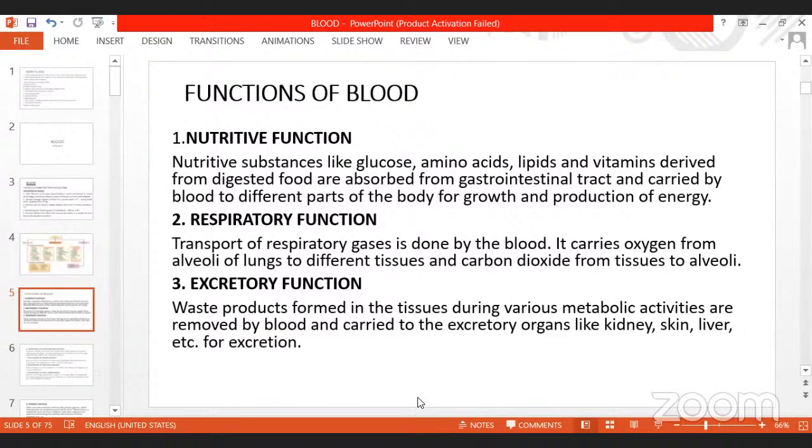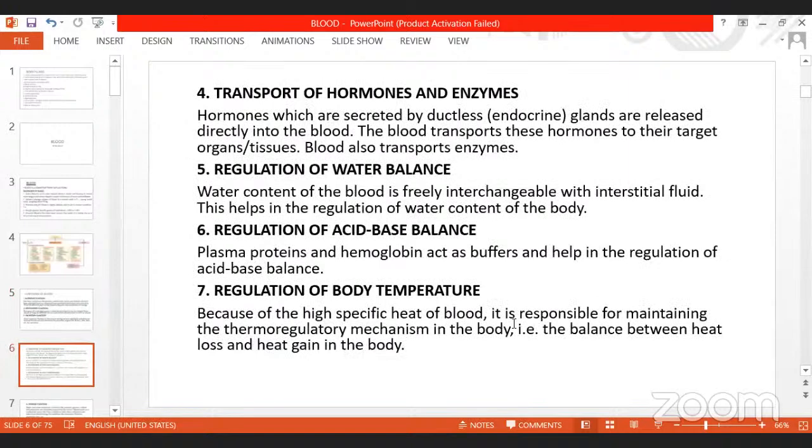the waste products formed in the tissue during various metabolic activities are removed by blood and carried to the excretory organs like kidney, skin, liver, and all, and which is then metabolized, cleaned, and excreted. The transport of hormones and enzymes: the hormones which are secreted by the endocrine glands are released directly into the bloodstream. So the blood or the plasma helps to transport these hormones to their target organs or tissues. And also the enzymes.